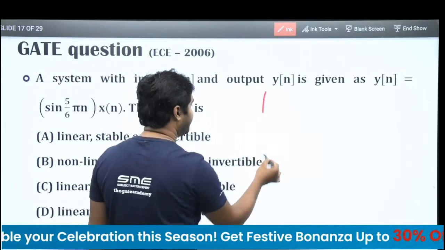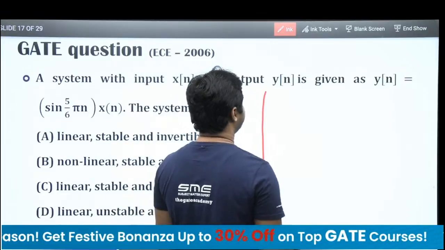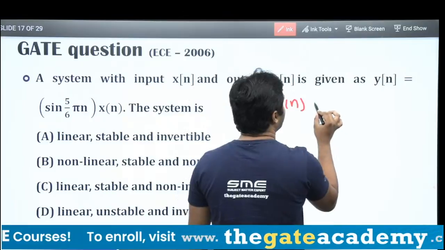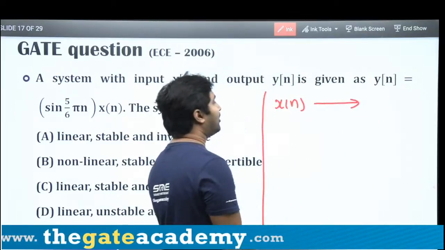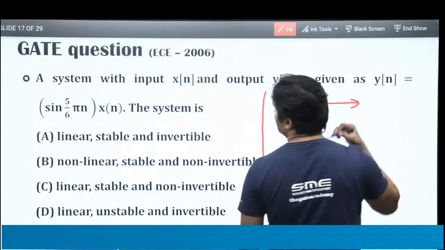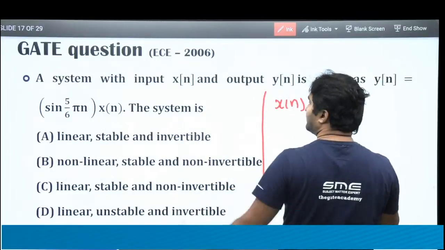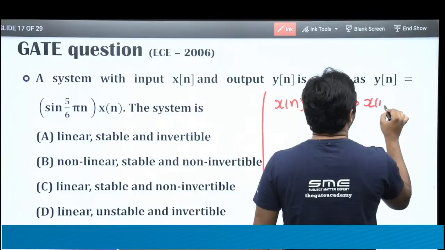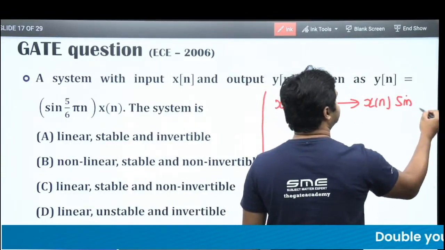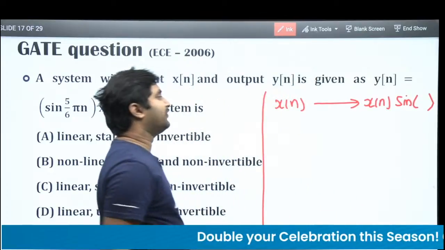Into x of n. First let us talk about linearity. If I give input as x of n, what is the output? The output is y of n. What is y of n? y of n is nothing but x of n times some sine function, right?